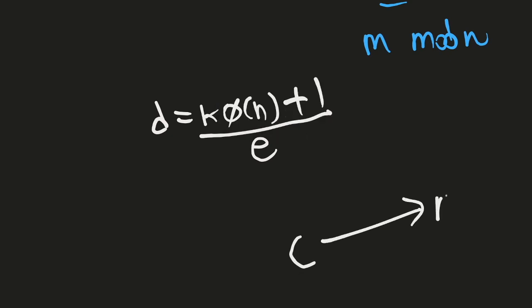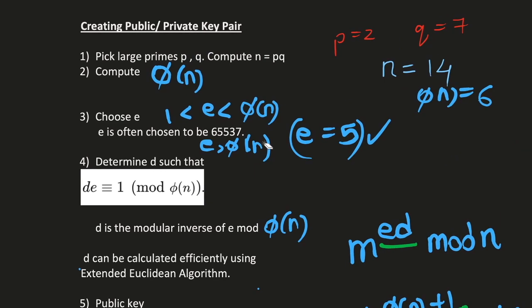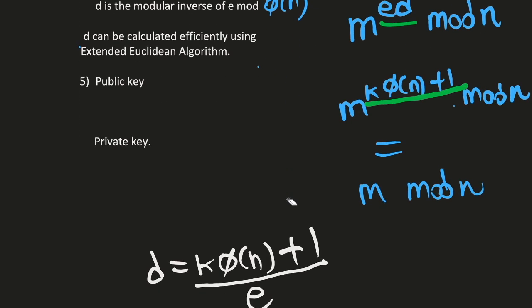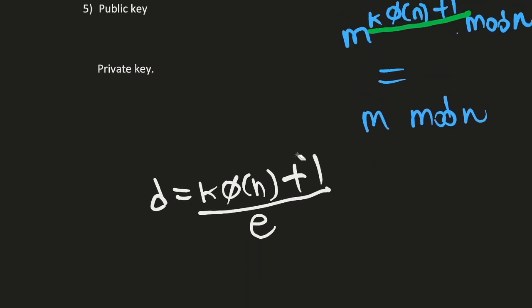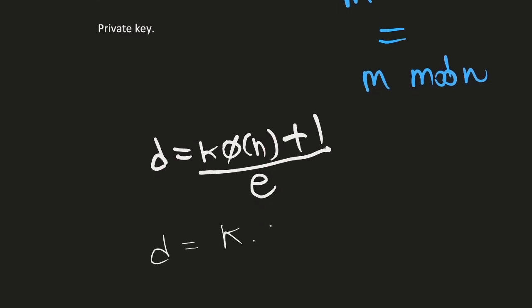So we can go from C to M only if we know D. So let's compute D right now using this. We already have E to be 5 in step 3, and D is going to be (kφ(n) + 1) by E, and k can be any multiple. Let's see our options. So D is basically (k times φ(n) plus 1) divided by E. φ(n) was φ(14), which is 6, and so it'll be (6k + 1) divided by 5.